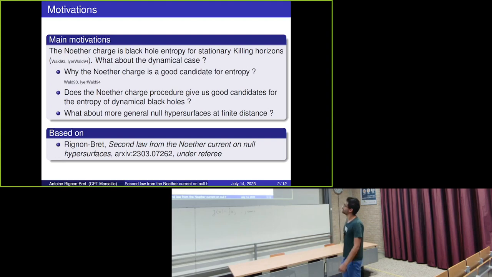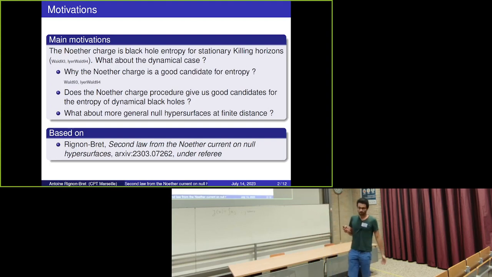And the question I want to address today is based on the seminal work of Wald and Iyer and Wald, who showed that in the case of a stationary black hole, the entropy was given by the Noether charge associated to the null Killing horizon. They were in fact able to relate the ADM charges at infinity with the charge on the horizon in the presence of a background Killing field.